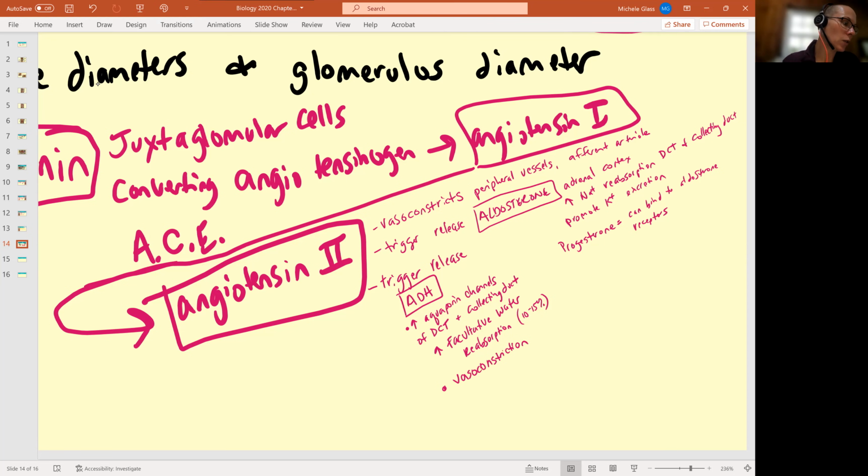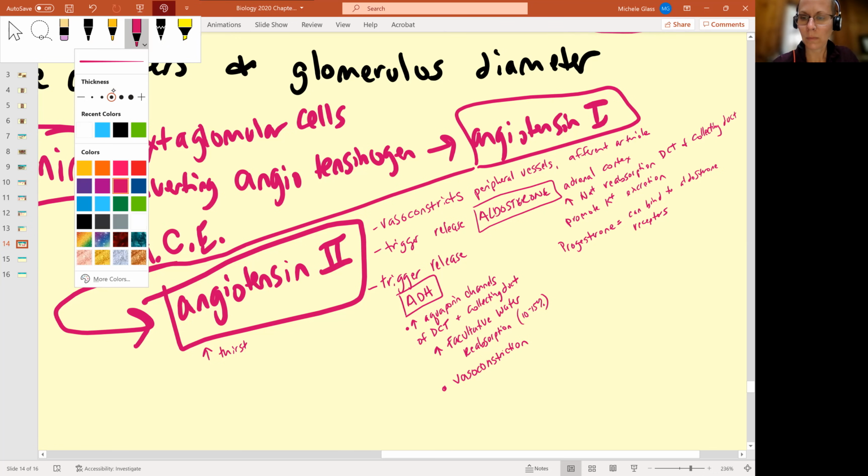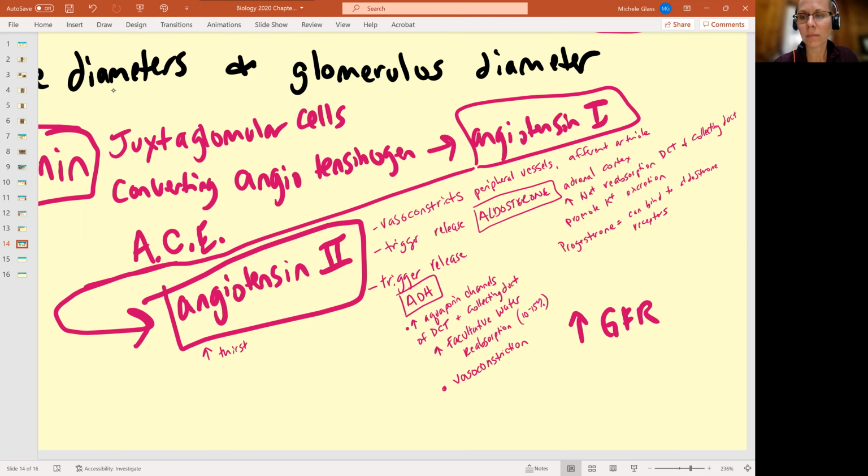We'll see too, angiotensin 2 is going to increase thirst. So in the case of the renin release, you have low blood volume, low blood pressure. Maybe you're dehydrated a little bit, you haven't had enough fluids. And so what we're going to see overall is this is going to increase the GFR.